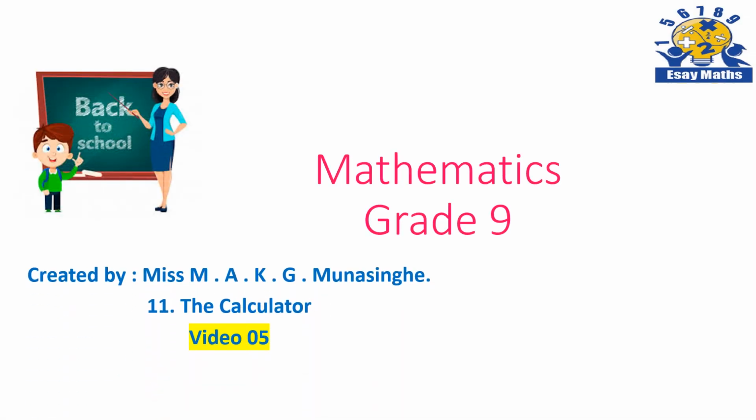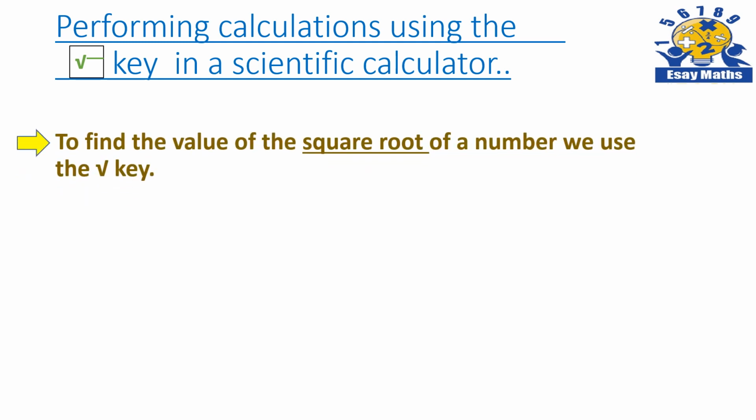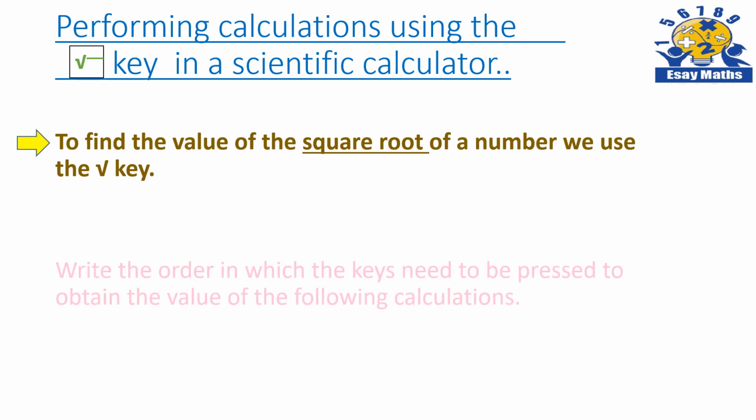Mathematics, Grade 9. Lesson number 11, the calculator. Fifth video. Next part of the lesson, performing calculations using the square root key in a scientific calculator. Find the value of the square root of a number. We use the square root key.